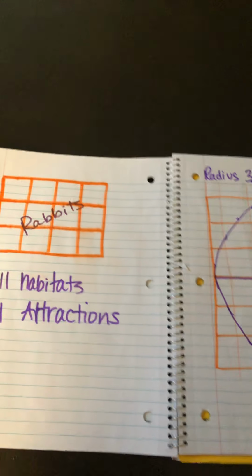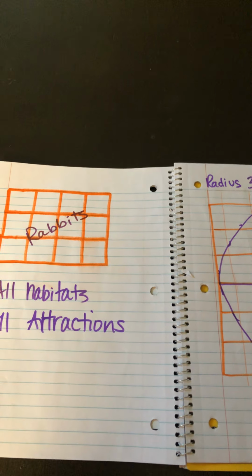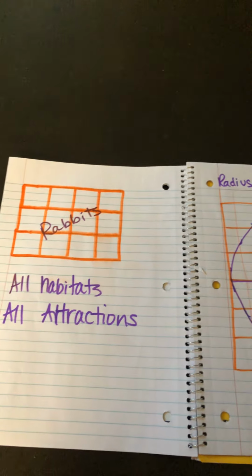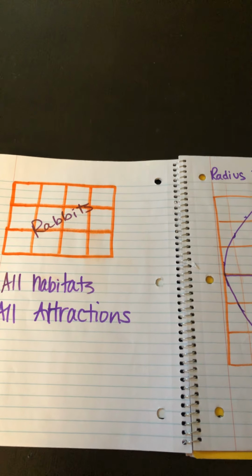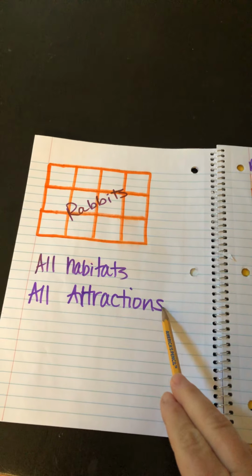Okay, so I screwed up yesterday, and I said you were doing your brochure today. You are not doing your brochure today. You are drawing out your habitats and all attractions on your graph paper.